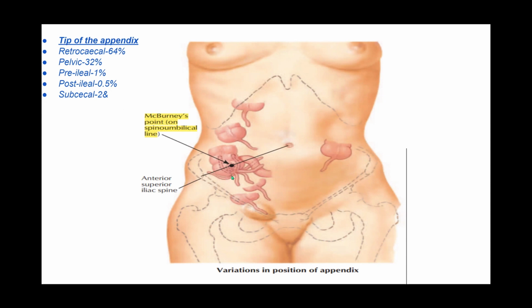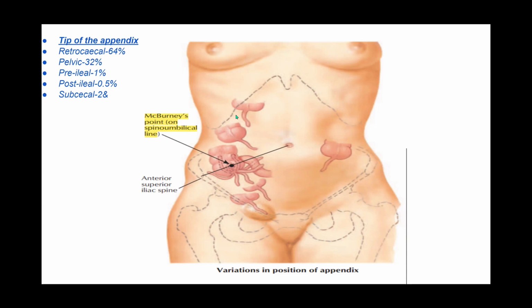It could also be subcecal, which is just under the cecum. That's the one there. So retrocecal is behind, as you can see in the dotted lines. Subcecal is just sitting under, or inferior to, the cecum. And then we have the pelvic, which are these two. Pelvic is actually this one, which is further down. Then you have the pre- and post-ileal, and then some other positions.